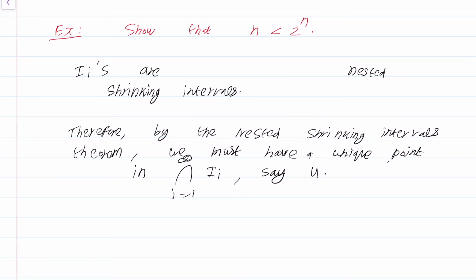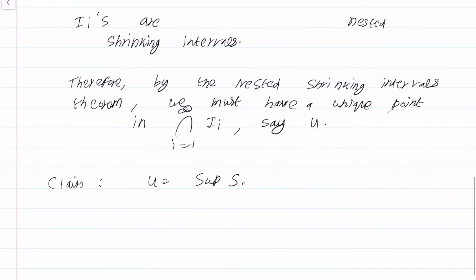Okay. So at any rate, we have found a point U. Claim is that U is the supremum of S. How are we going to show this? Well, we use the fact that our choice of I_n's were not arbitrary, but we were making better and better approximations. How do we do that? Now, suppose S0 is any element of S.